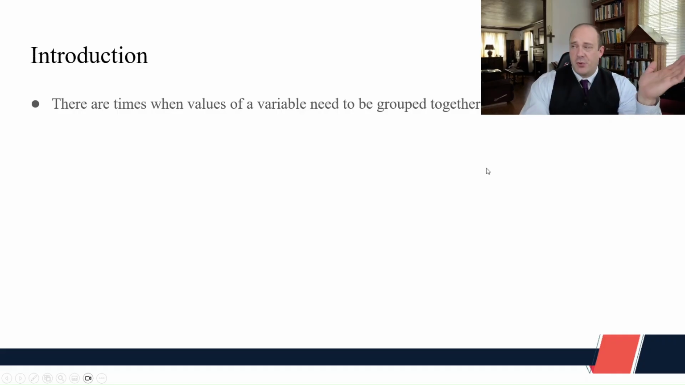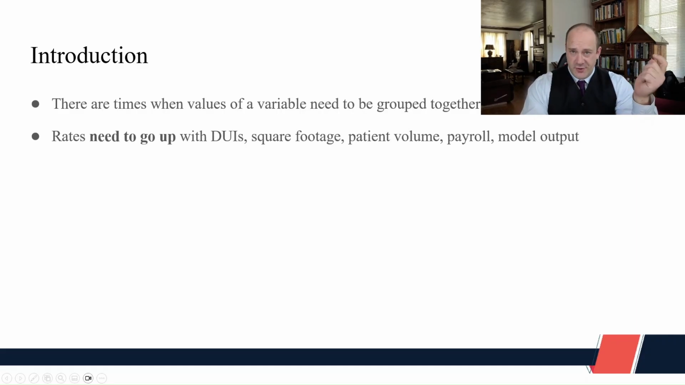So simply put, there are times when you're doing predictive modeling when values of a variable need to be grouped together. Here are some examples. If you're doing auto insurance, rates need to go up with DUIs. If you're doing commercial liability, they need to go up with square footage. If you're doing workers' comp, they need to go up with payroll. If you're doing medical malpractice, it needs to go up with patient volume.